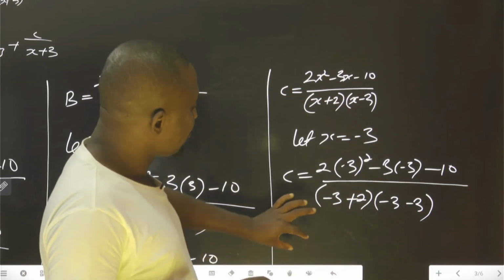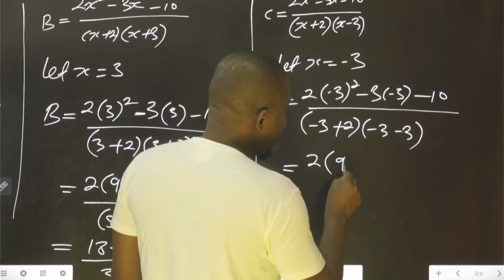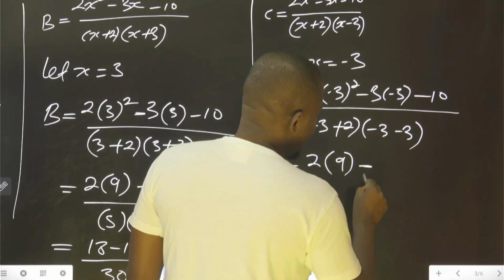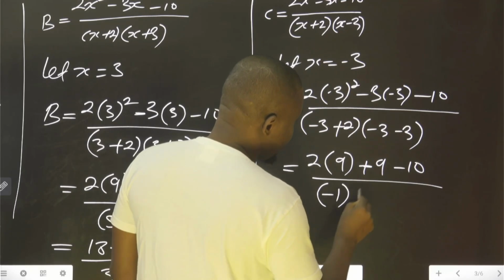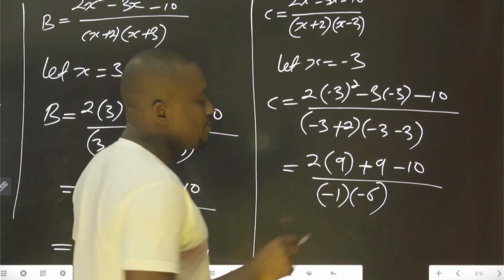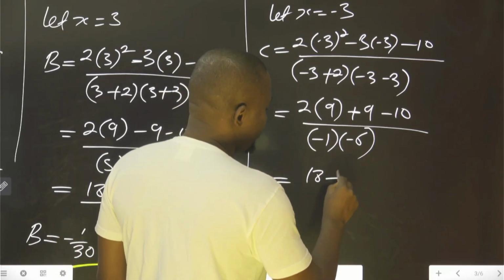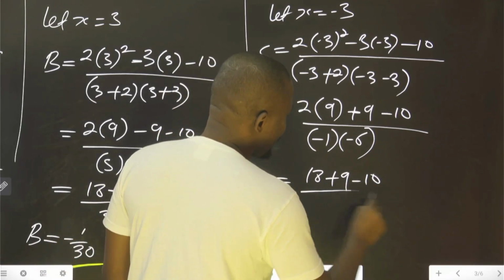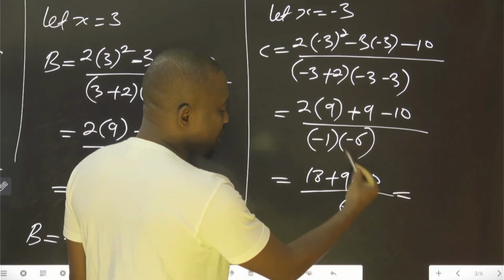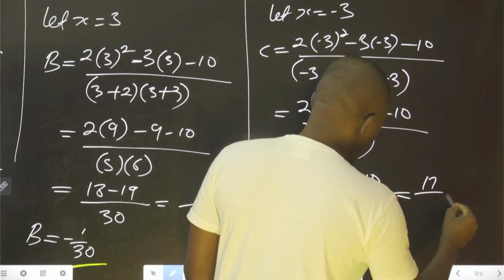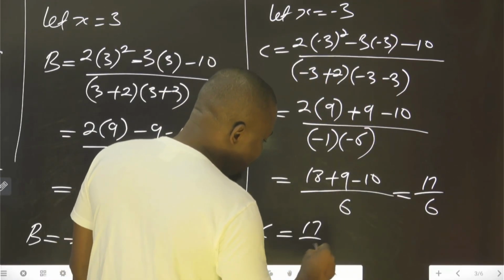Okay? Now, we continue. That is 2 times 9, minus 9, minus 10, over minus 1 times 6. Okay? You agree with me? This is 18 plus 9 minus 10 over 6, which is equal to this, and this will produce minus 1. You apply it here, you have 17 over 6. It means c therefore is equal to 17 over 6.